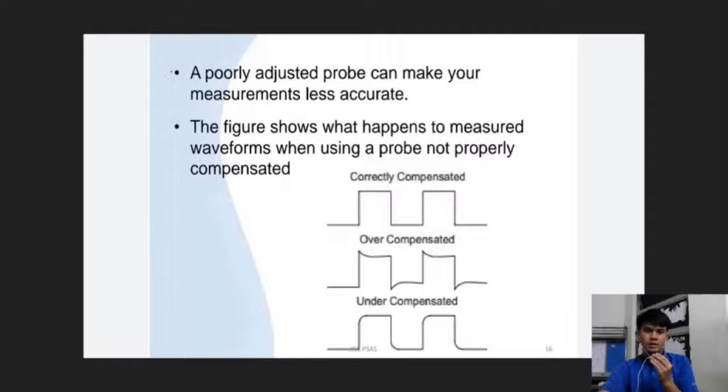A poorly adjusted probe can make your measurements less accurate. The figures show what happens to the measured waveform when using a probe that is not properly compensated. It can be correctly compensated, overcompensated, or undercompensated.